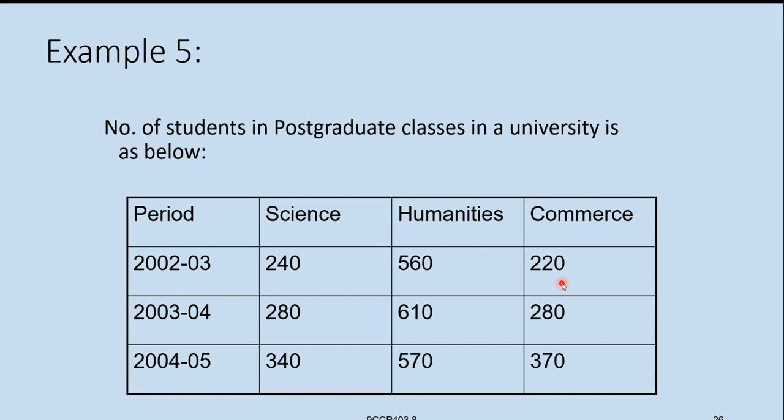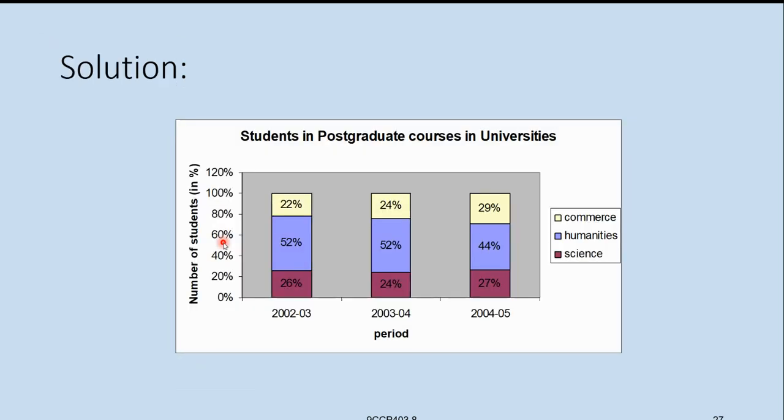Likewise, the next, 2003-2004 also. Or we can divide here like this also. Science, humanities and commerce in all the 3 years. Here, as I said, percentage is 100%. We can total this percentage. We will get the 100%. So yellow color is used for commerce, blue color is used for humanities and science.